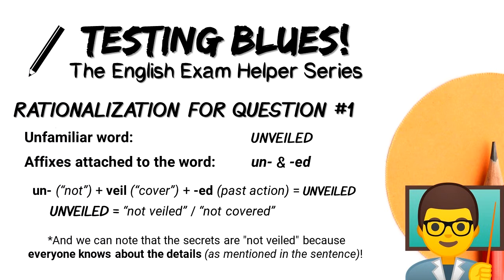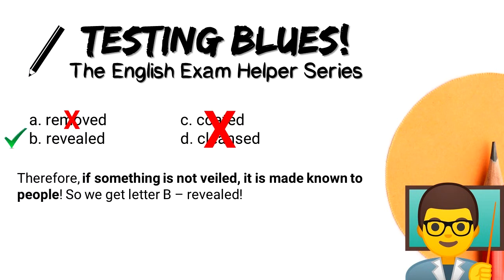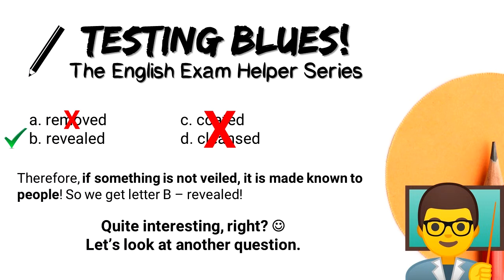And we can note that the secrets are not veiled because everyone knows about the details. Therefore, if something is not veiled, it is already made known to people. So we get letter B, revealed. Quite interesting, right? Let's look at another question.